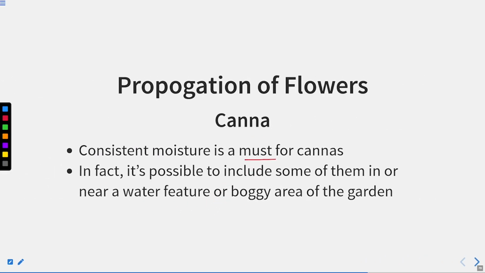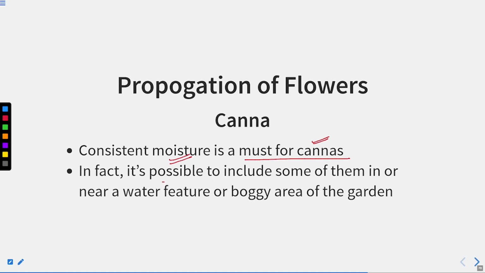Consistent moisture is a must for canna. We have studied gladiolus, and this is one of the requirements of gladiolus too, a good amount of availability of water, right? Soil temperature should be low. So again, consistent moisture availability for canna is the essential requirement.